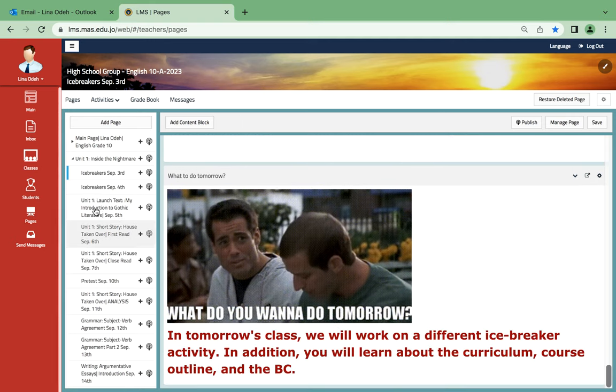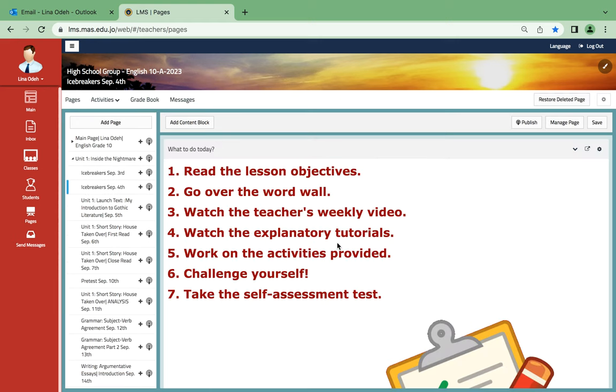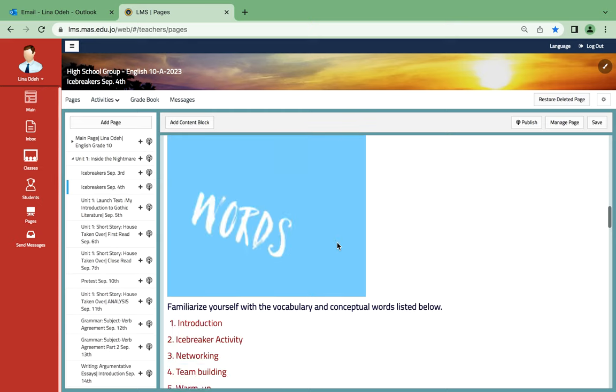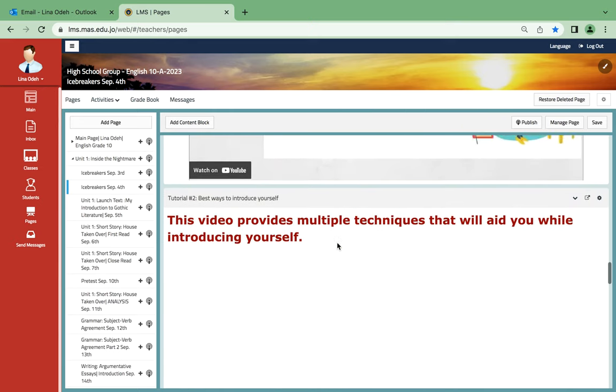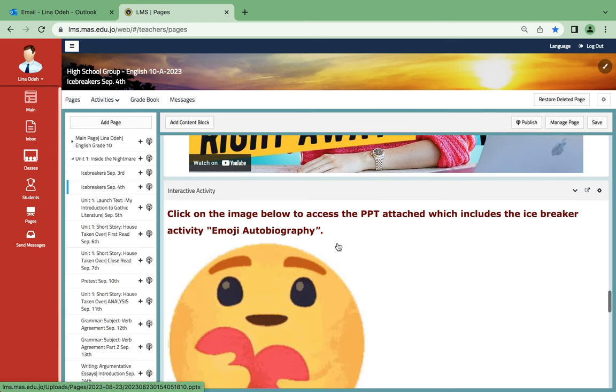Now, as for tomorrow, we're going to take another icebreaker, and then you will be able to learn the curriculum, course outline, and the BC. So let's check this one out. It's pretty much the same except for the other activity that I chose. But of course, again, I'm always open to new activities.